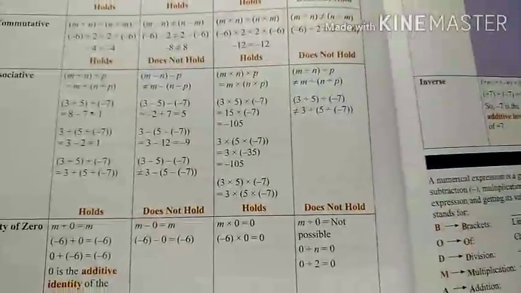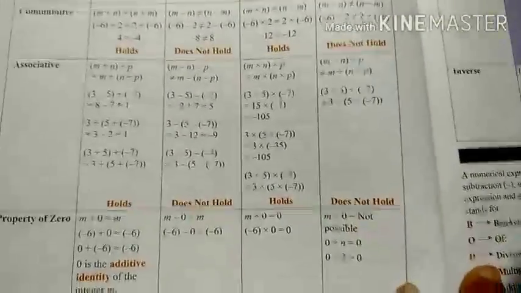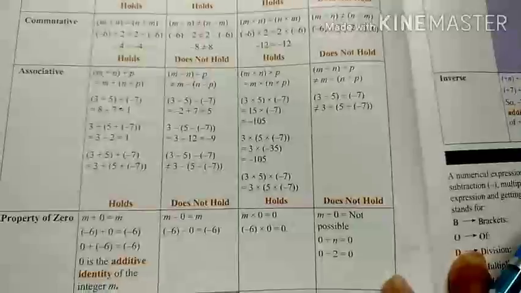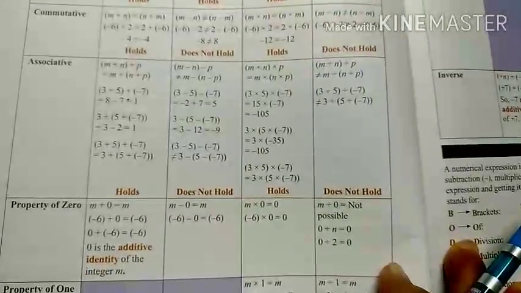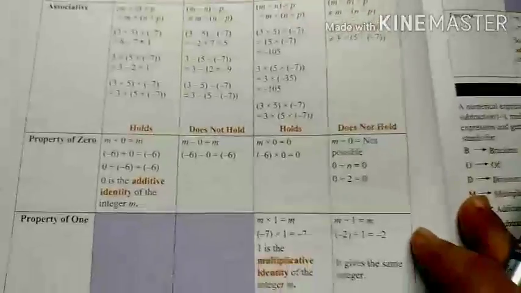But the division condition is the same. You can't interchange the numerator and denominator, so that property does not hold. Associative property does not hold for the subtraction and division of integers. Next is the property of 0.